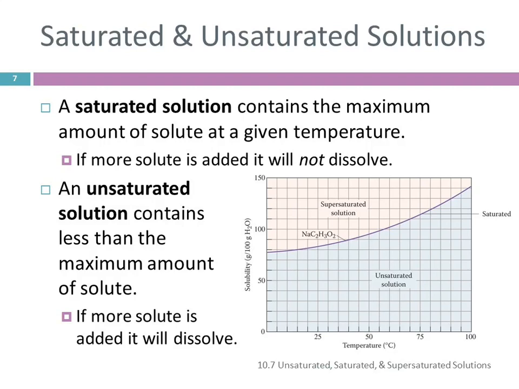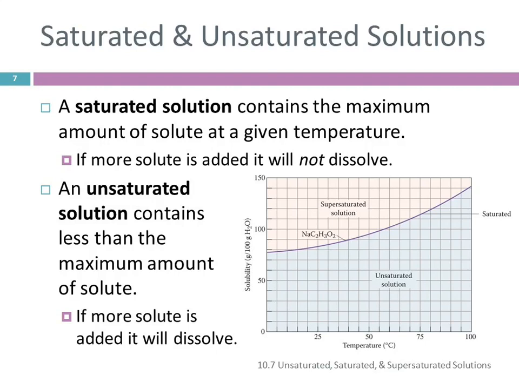If we add more, it's not going to dissolve. No matter how much you stir it or grind it, it's not going to dissolve. You can stir and stir and stir, and then it'll just fall to the bottom. So that's a saturated solution right along this line. An unsaturated solution has less than that. So if at 25 degrees we have 50 grams, we would say that's an unsaturated solution because we could put more in. We could add more, and it would dissolve.